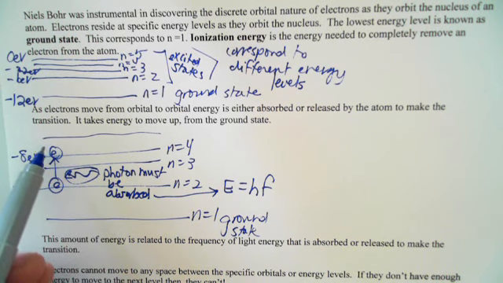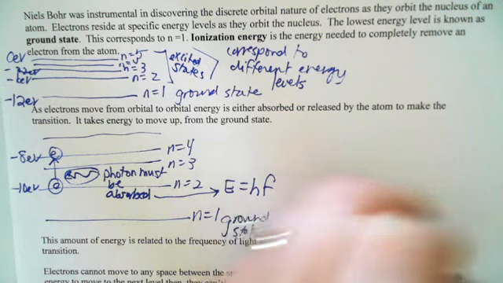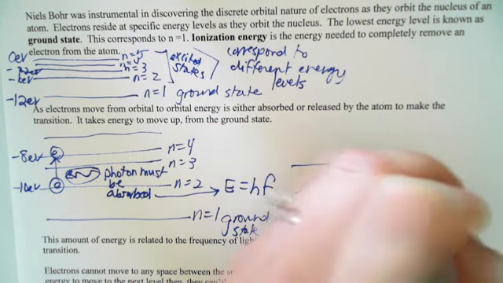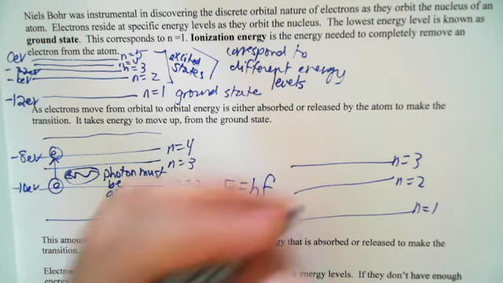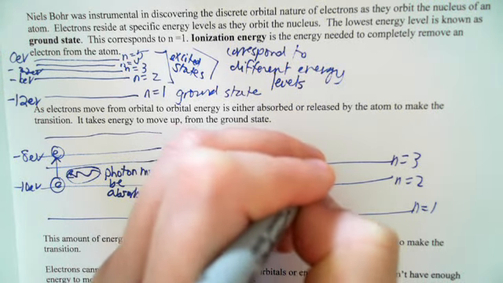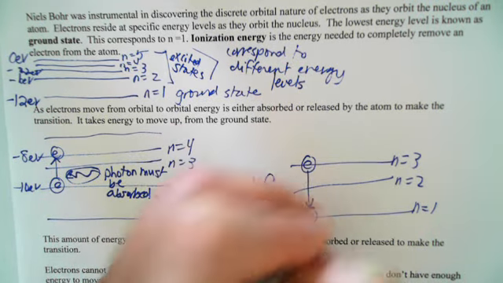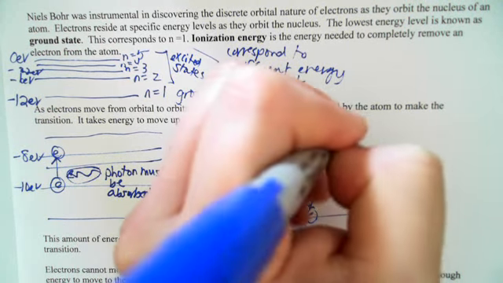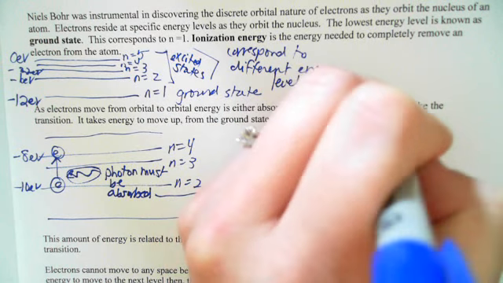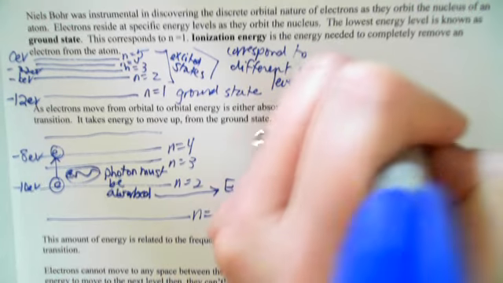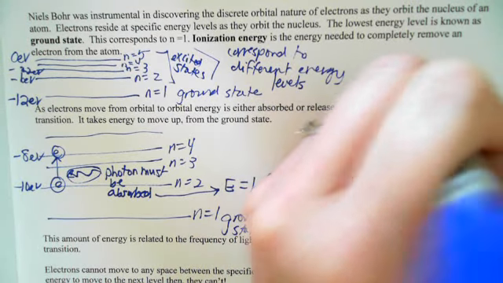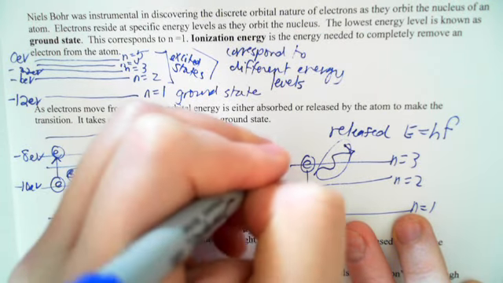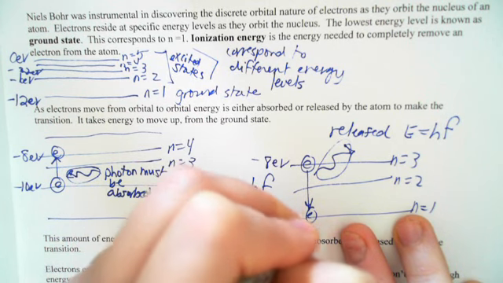So when you go up, energy is absorbed. When you go down, guess what? So n equal to 1, n equal to 2, 3, energy is released. So let's say we have an electron here, and it goes down. Energy in the form of a photon is released. And guess by how much? E equals hf.